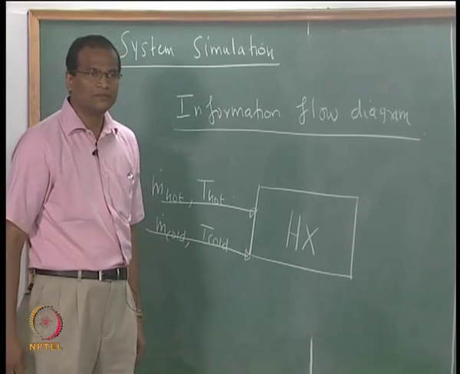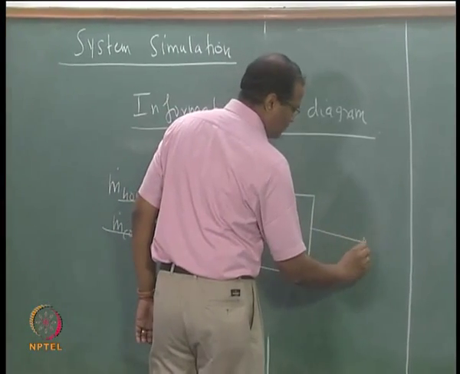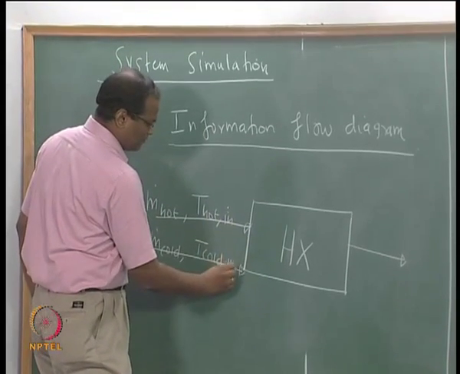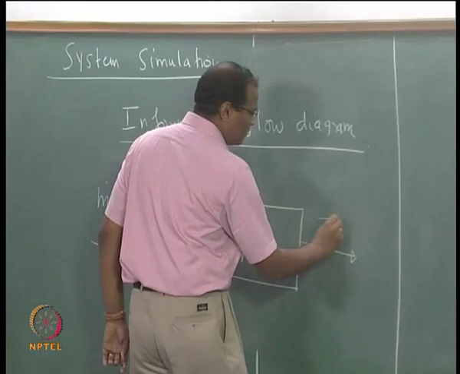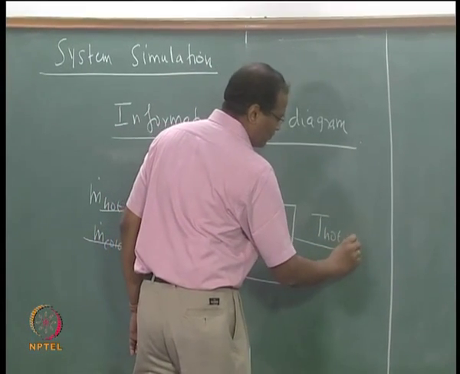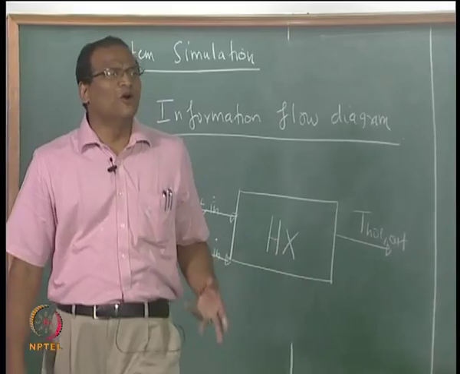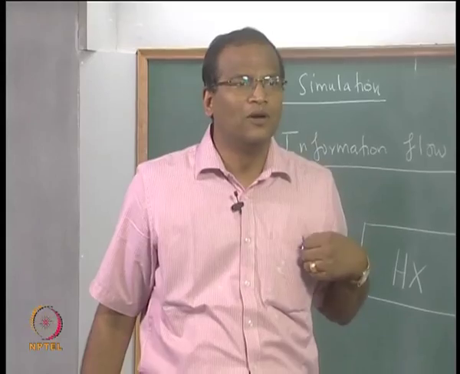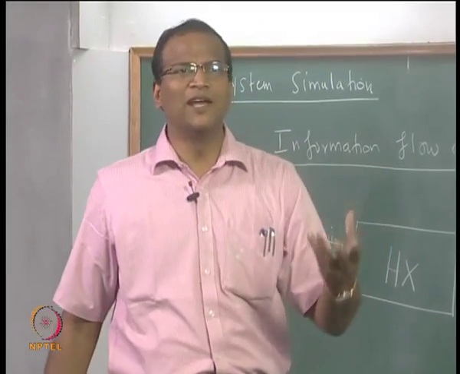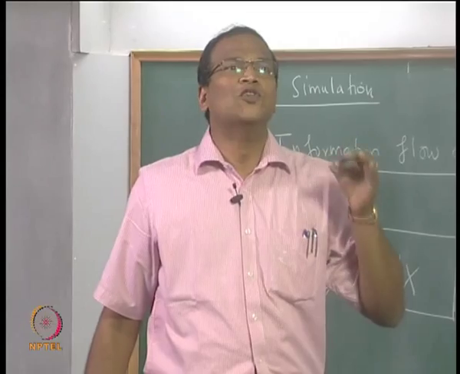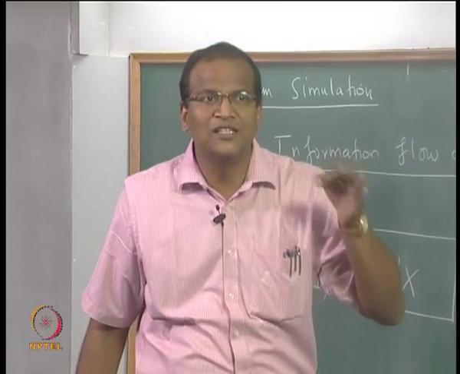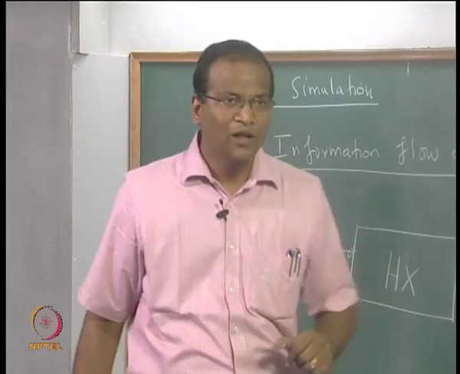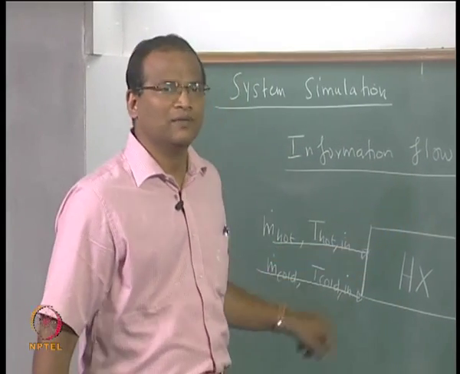What will be the output? T hot out. I do not have to put T cold out because it is already fixed. How? It is already fixed by energy balance, okay. So the information flow diagram is succinct, concise and precise. We do not say more than what is required, okay. What is the equation for the equipment?